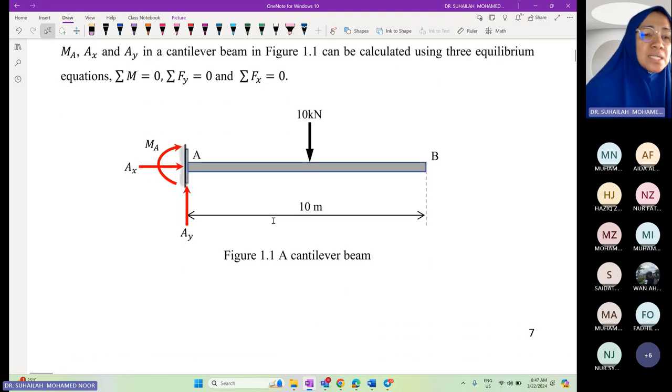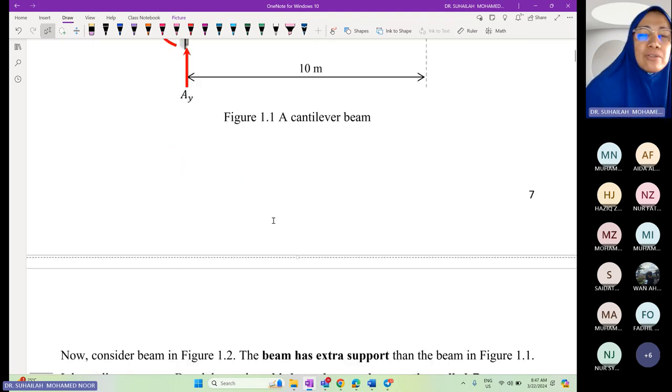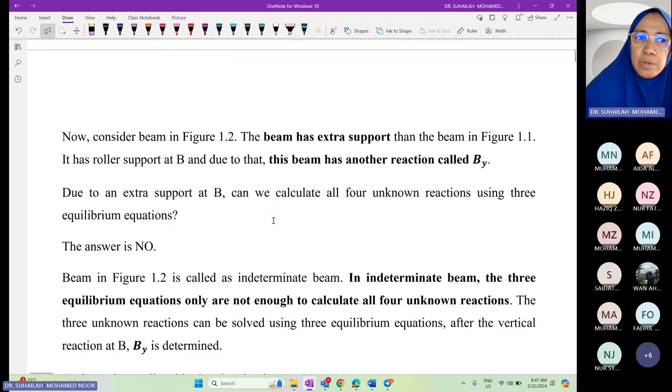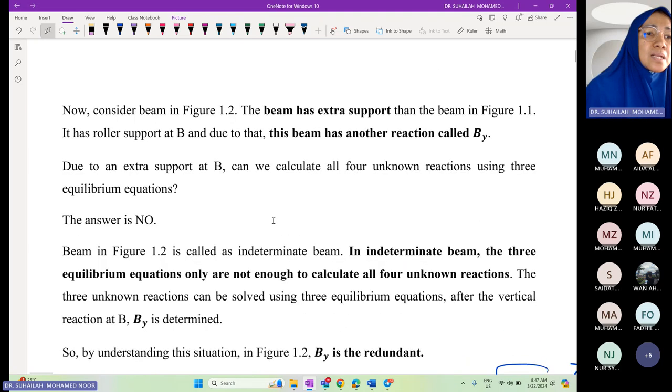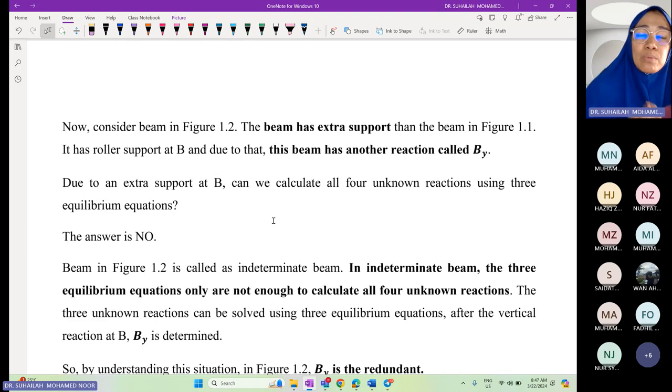Okay, so this is cantilever beam. Ada three unknown reaction, boleh solve guna three equilibrium equation. Now, bila ada extra support, come with extra support, then yang satu tu is the problem. The problem is redundant, so we have to solve redundant. Solve the problem. Then only we can solve reaction. We normally call as remaining reaction.